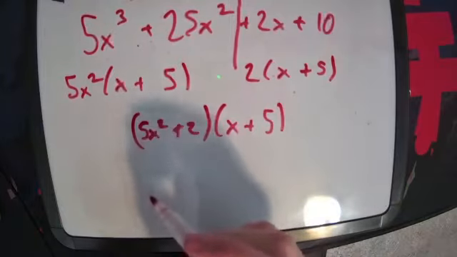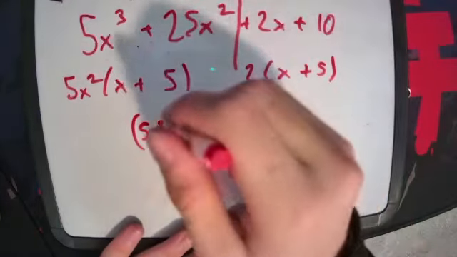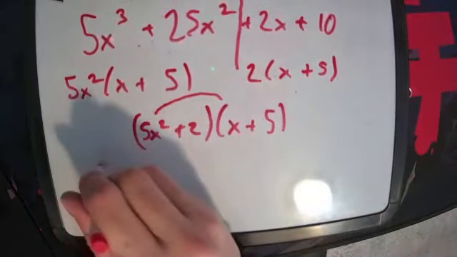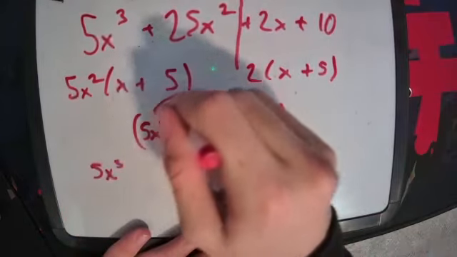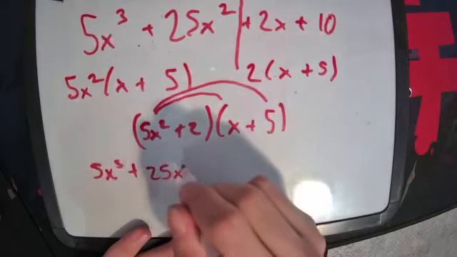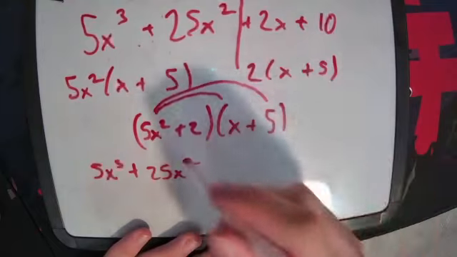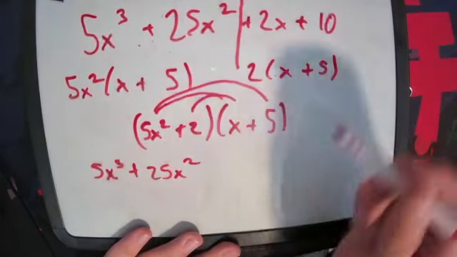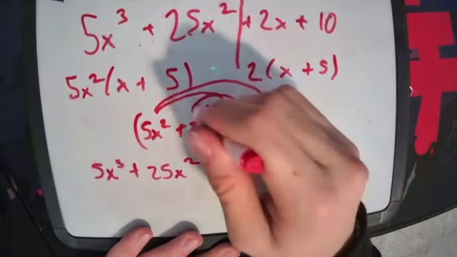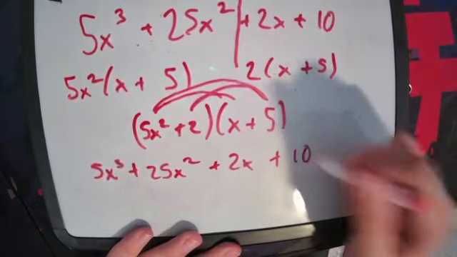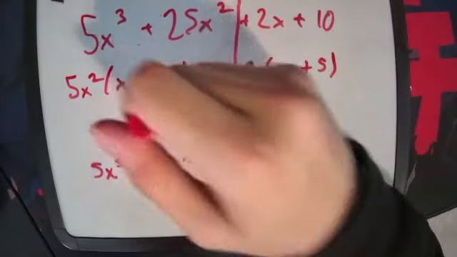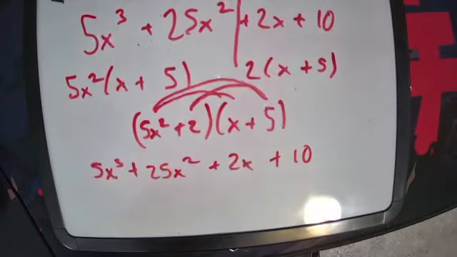Once again, we always want to verify by the FOIL method to see if these are truly the factors. So we have first, which is equal to 5x to the third. Outer, which is equal to 25x to the second. And then we have 2 times x, which is just 2x. And then we have 2 and 5, which is just equal to 10. And that's our final answer. We could see that this is the correct factored form.